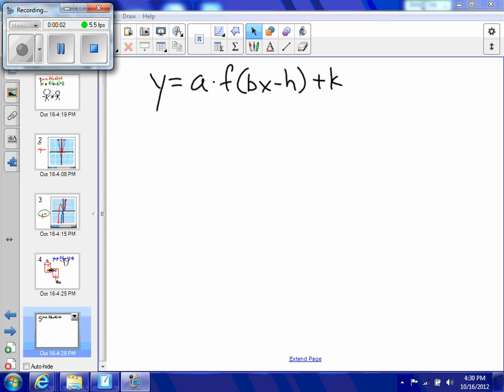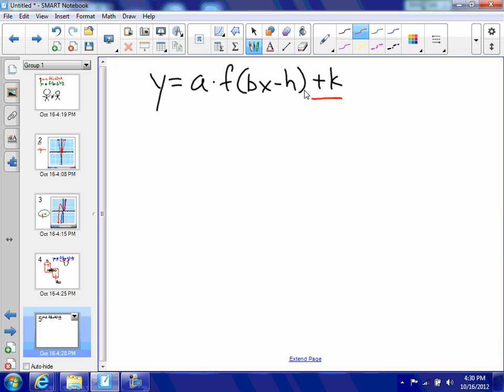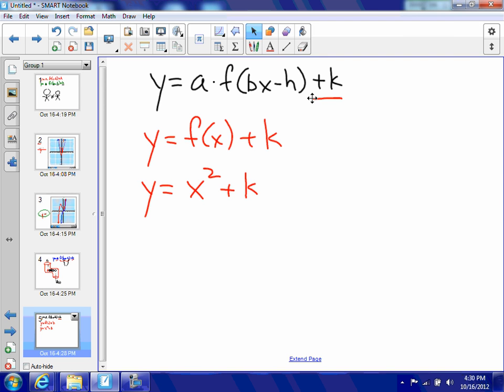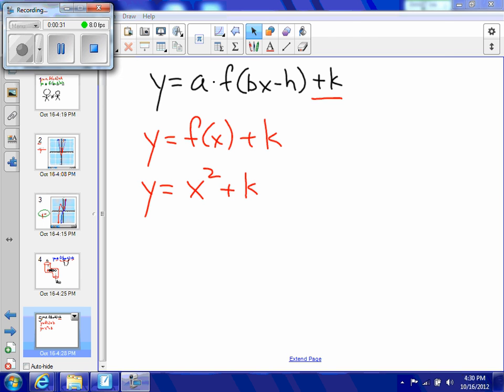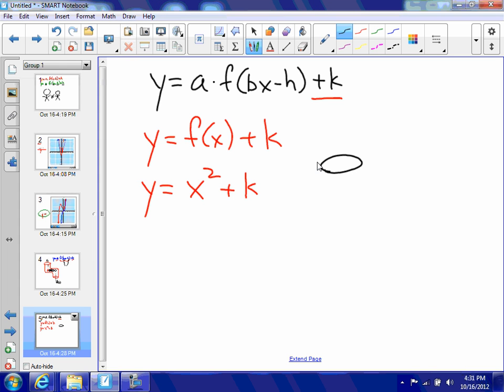Let's start with what I consider to be the easiest of the transformations, which is k. So I want to look at y equals f of x plus k, basically my parent function plus k, and I think we're going to use the example of y equals x squared plus k. K is happening after my x variable has gone through the function of squaring. So here's my function machine.